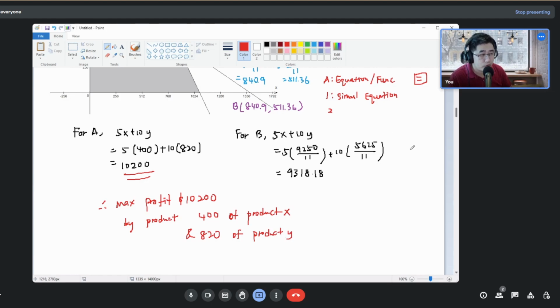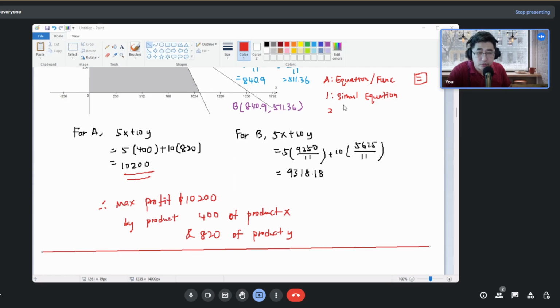So this is the end of this example. Let's see what other things we need to discuss. Maybe the next part you would like to know about is the limitation.